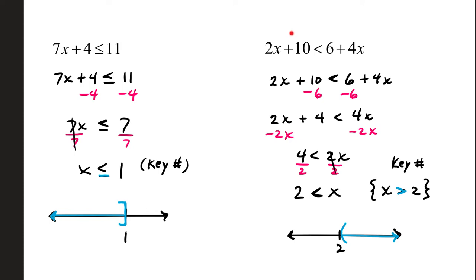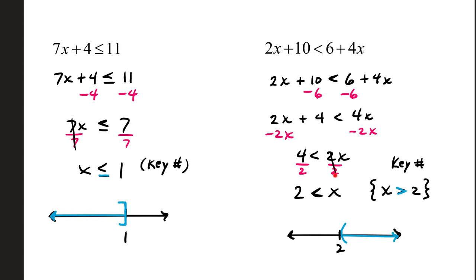The example to the right, 2x plus 10 is less than 6 plus 4x. In class, you guys asked me to subtract 6 from both sides, so that's what we did. 2x plus 10 minus 6, that's 2x plus 4. 6 plus 4x, subtracting 6 leaves 4x. Then, to get all the variables on one side, we subtract those two x's from both sides. 2x minus 2x is 0, so that leaves 4, less than 2x. 4x minus 2x is 2x.